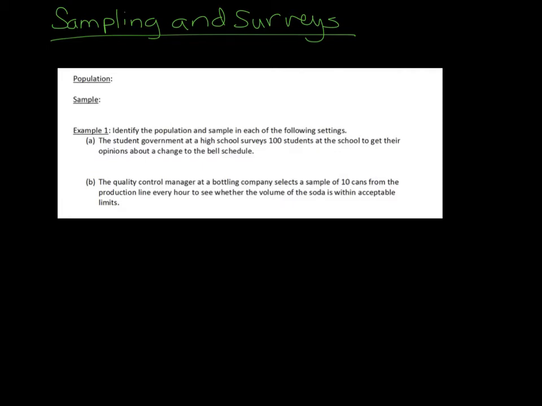So first of all, I'll give you two words. The first word is the population. So the population is the entire group that you want information about.